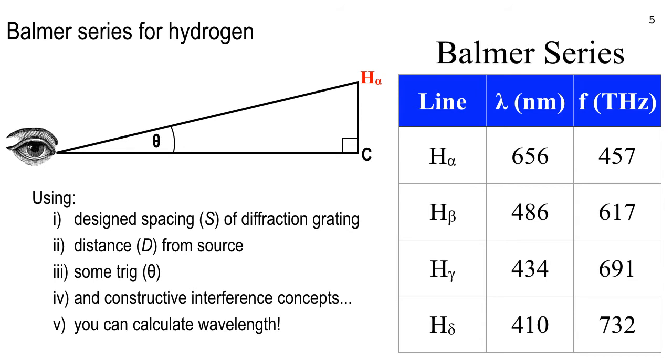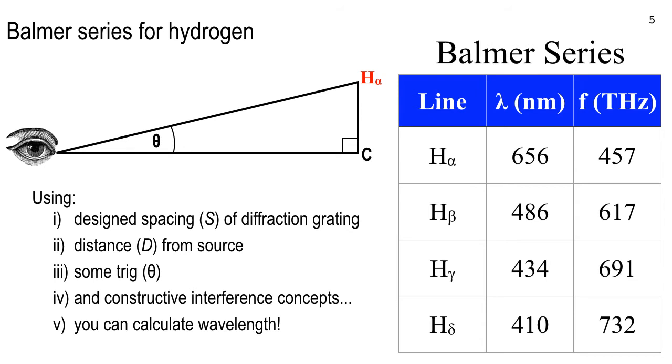And we can't do it here because we don't have meter sticks and stuff like that, but it's not that hard. And then if you apply the idea of constructive interference, a simple trig calculation lets you figure out the wavelength that produces H alpha, or the wavelength of H alpha, right?